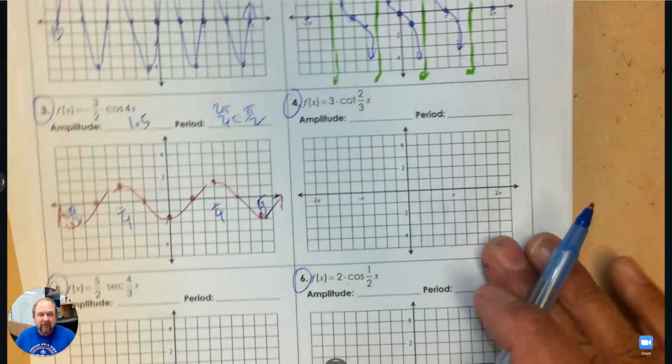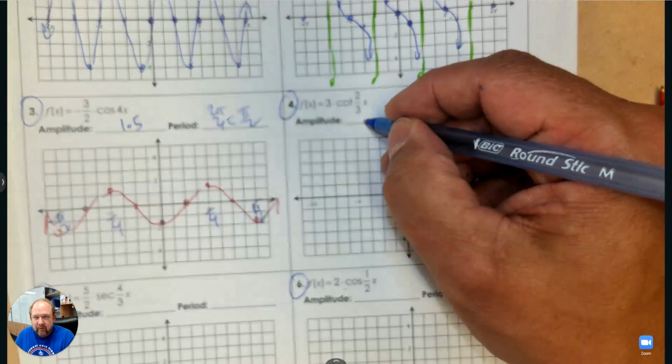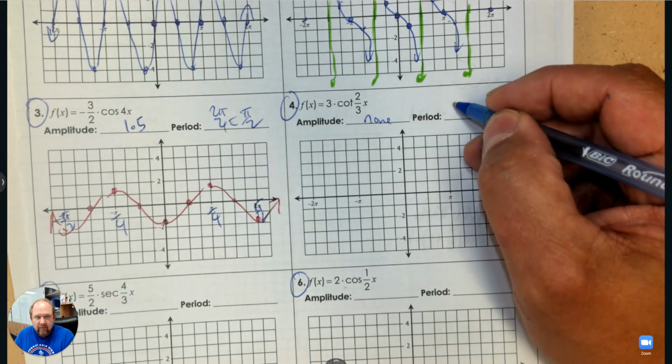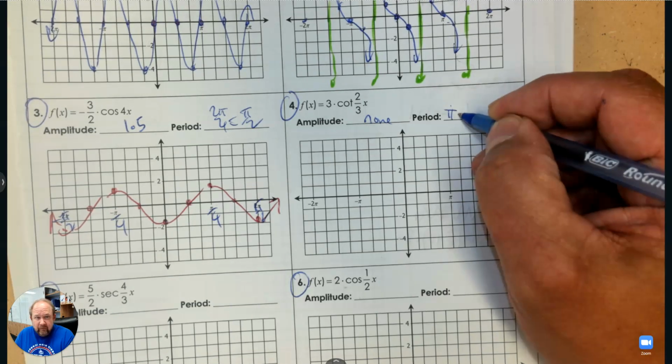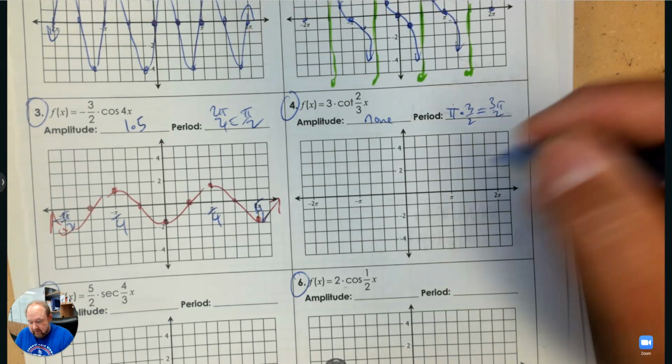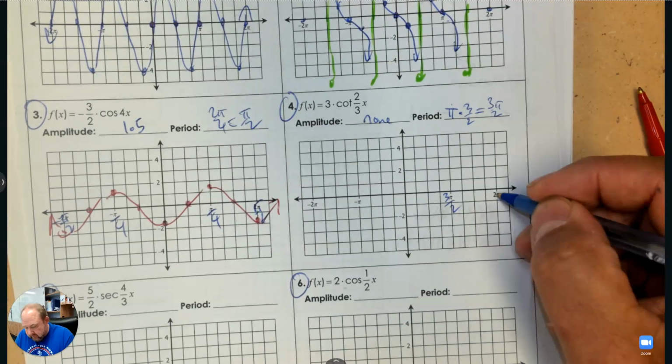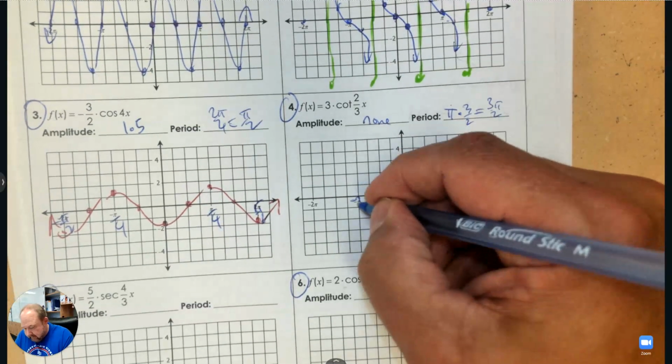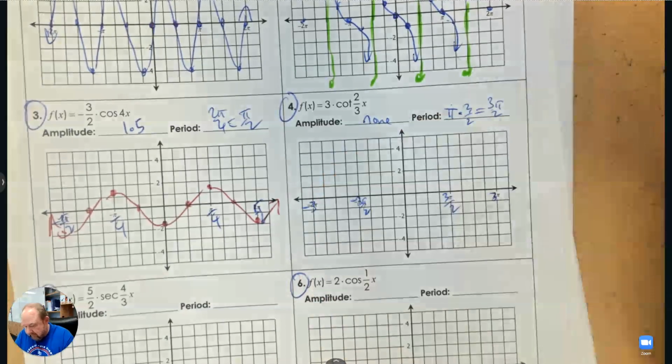Number 4, you should press pause and try it first. There is no amplitude, and the period would be pi divided by, so I'm going to go times the reciprocal, so that would give me 3 pi over 2. So I'm going to change the scale here. This is 3 pi over 2, and if I double it, it's 3 pi, -3 pi over 2, -3 pi.